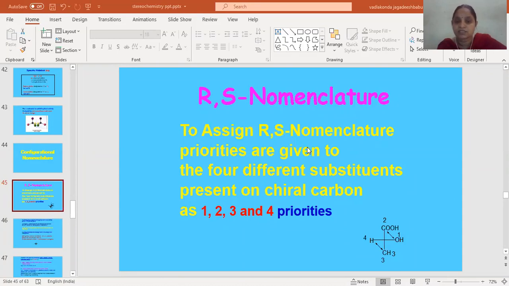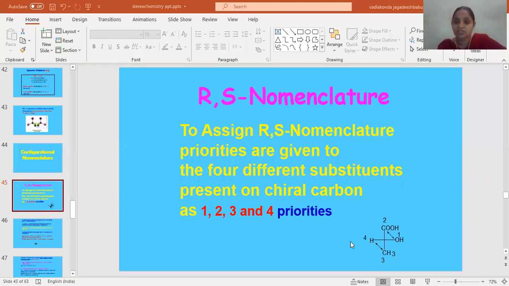According to this rule, the group containing the highest atomic number will be given highest priority, and if the first atom is the same, we have to consider the second atom. Then we bring the least priority group to the vertical line with an even number of interchanges between the groups. And if we have isotopes of hydrogen like hydrogen, deuterium, tritium, tritium will be given highest priority, then deuterium, then proton. In that way we have to give the priority.